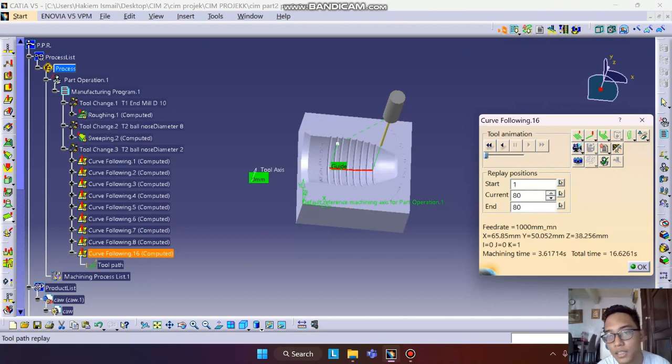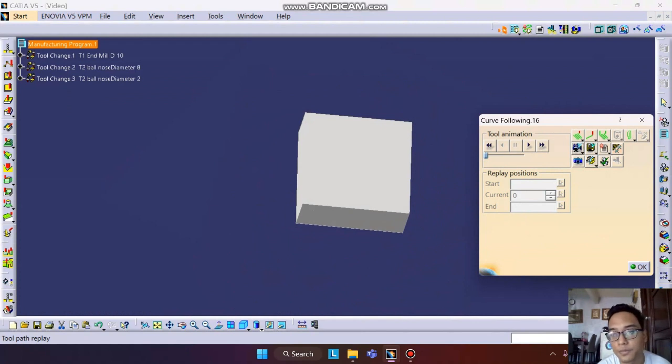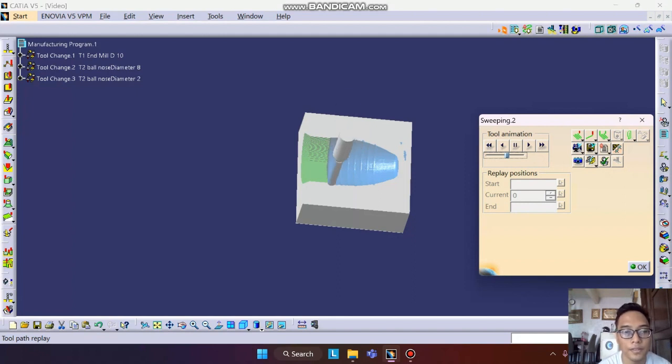Yes, this is the toolbar. This is the roughing step. And this is the sweeping. And this is the curve following.